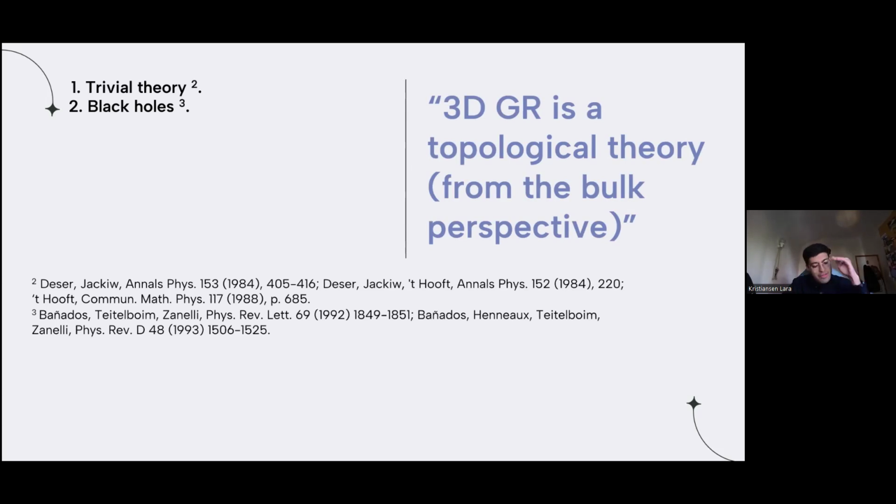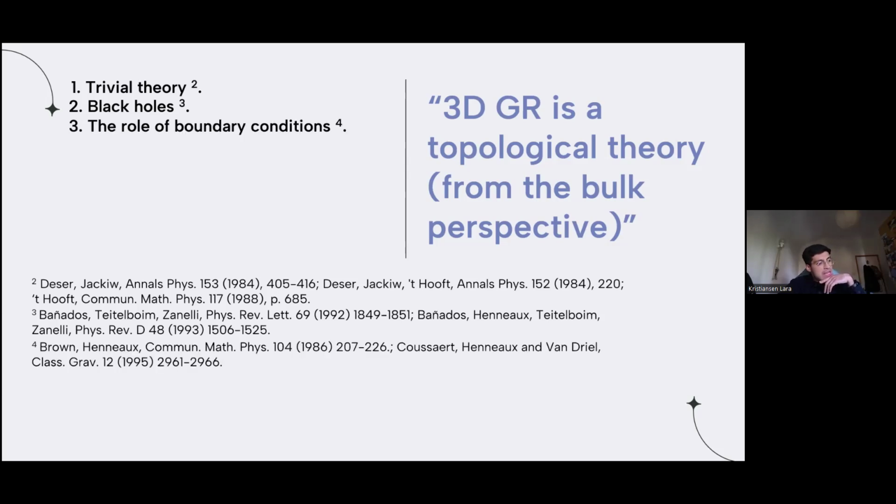Secondly, although the theory is topological, it is interesting enough because it has a black hole solution, the BTZ black hole, which corresponds to an improper identification of AdS3. And also, this theory is nice for exploring holographic correspondences. Why? Because it's pure boundary conditions. Boundary conditions capture all of the dynamical content of the theory.